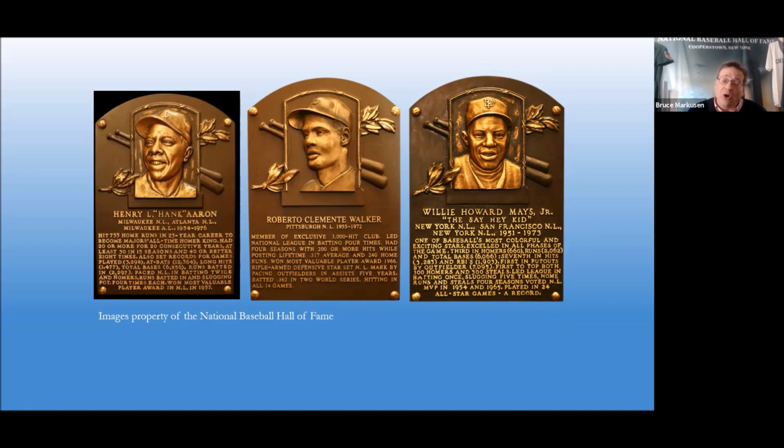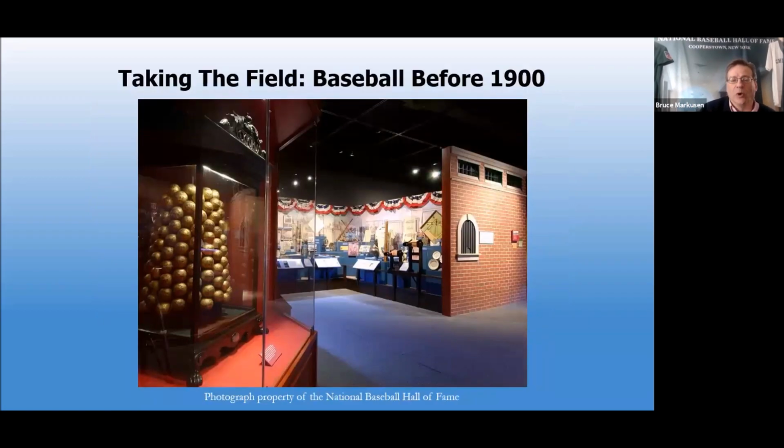Both players started their careers in segregated baseball. They actually played in the Negro Leagues for a little while, and then eventually signed by major league teams. Both went on to have standout careers, absolute immortals of the game. And then in the middle, we have Roberto Clemente from Puerto Rico, the first Latino to ever earn induction to the Hall of Fame. That was back in 1973. We'll be talking more about Clemente during today's program.